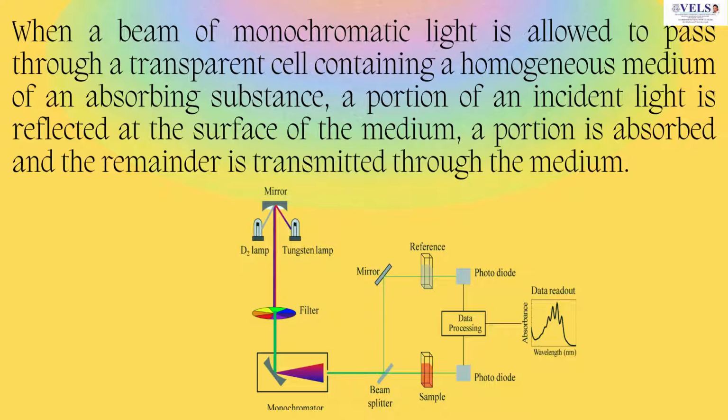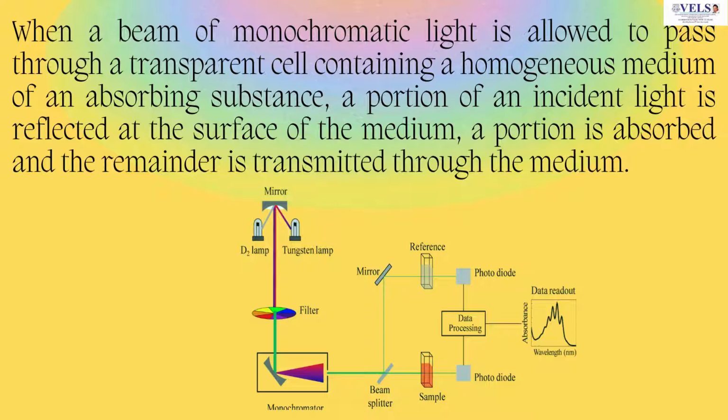The next part is the monochromator. Usually in the UV visible spectrophotometer, we use a filter, prism or grating as a monochromator. The function of the monochromator is to convert polychromatic light into monochromatic light. Here we are using a filter as the monochromator. Once the radiation is emitted from the light source, it passes to the monochromator, and the light radiation is converted into monochromatic light.